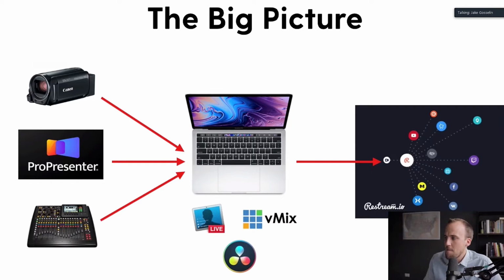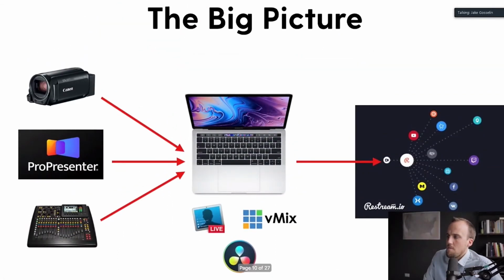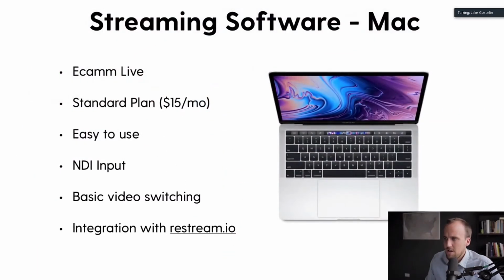So back to the big picture. We talked about all the capture sources here with the video, presentation, and audio. Now let's move on to the computer. The thing about the computer, before we talk about software, just make sure you have something with decent specs, like a quad core processor, 16 gigs of RAM, ideally, definitely no less than 8 gigs of RAM. You just want to have a decent Mac or PC computer to run this. So let's talk about the software. For Mac, my favorite streaming software is Ecamm Live.